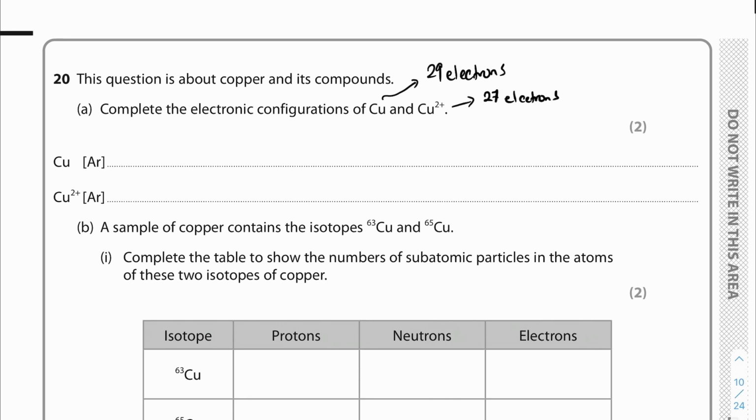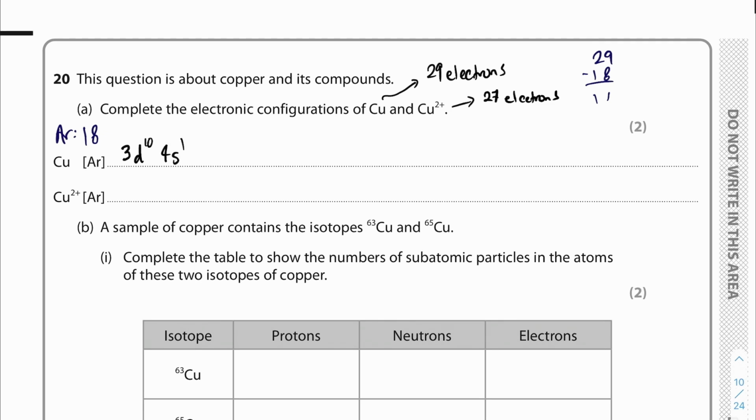Okay, then it says we start with electronic configuration from Ar. So how many electrons does Ar have? It's a full shell, so Ar actually has 18 electrons. So all we have to do is 29 take away 18, that's 11, right? So copper starts with 3d10 and we want 11 electrons, so that's 4s1.